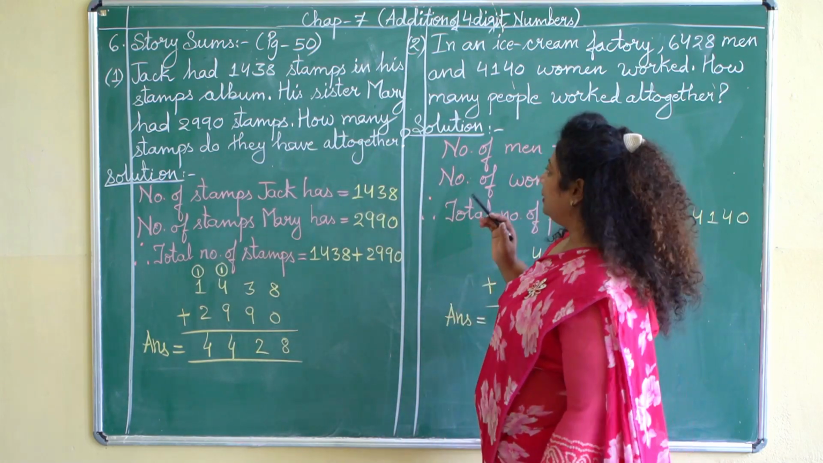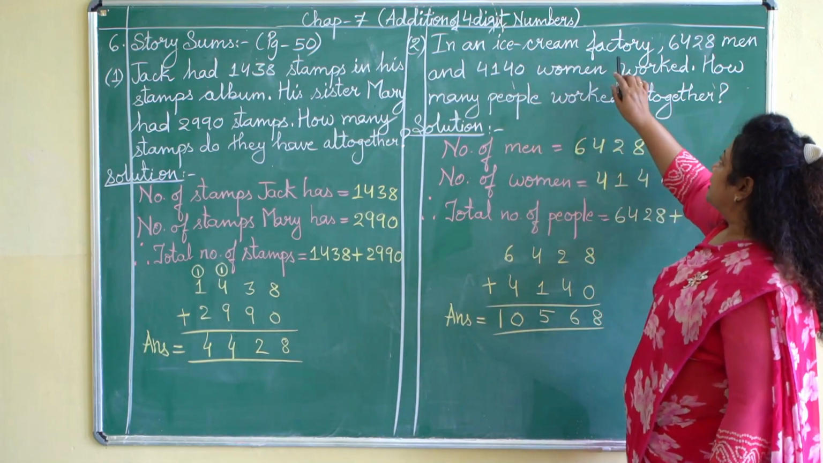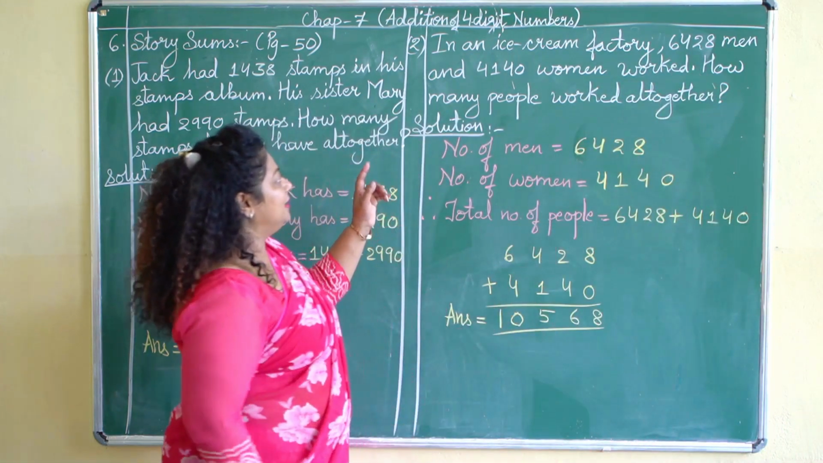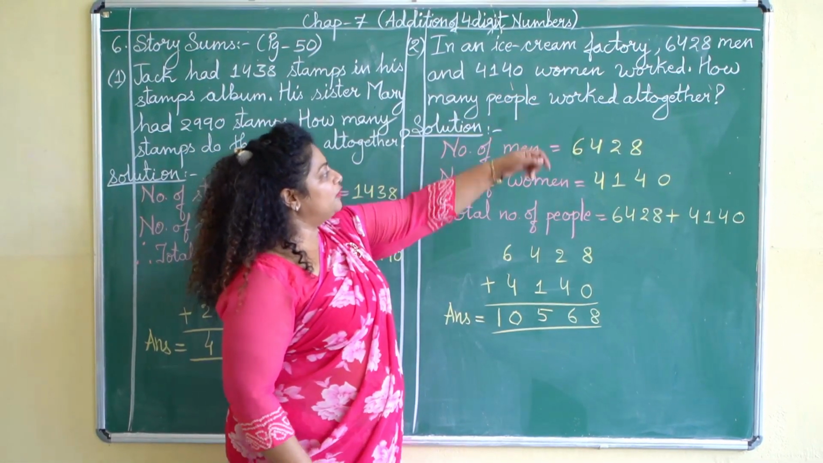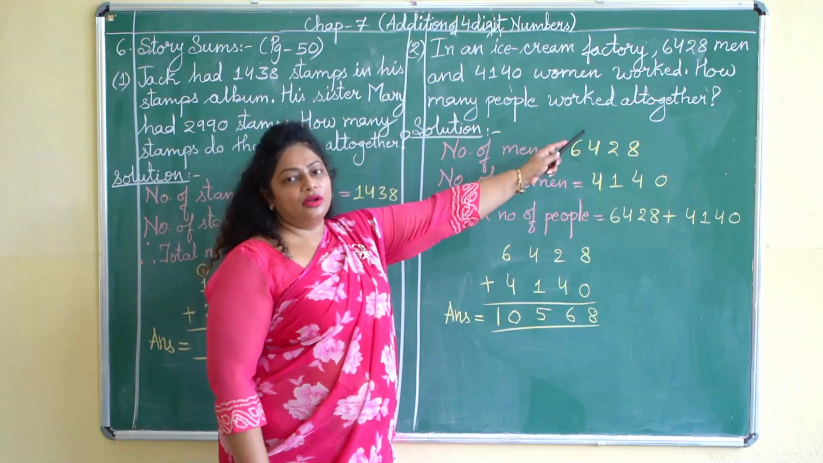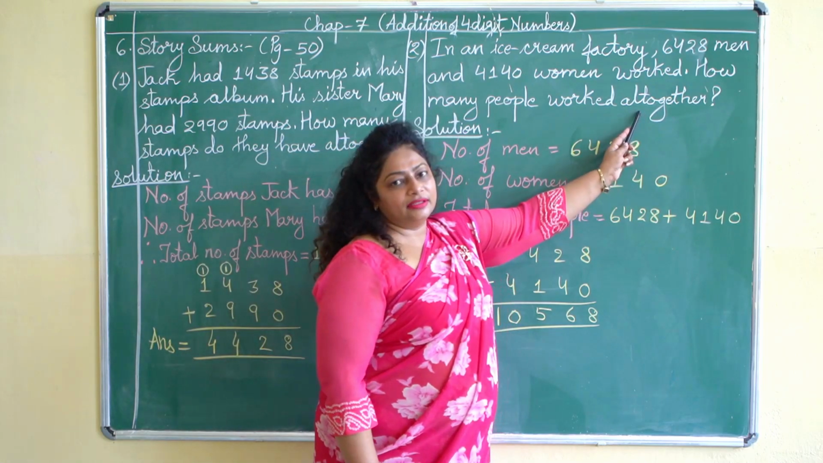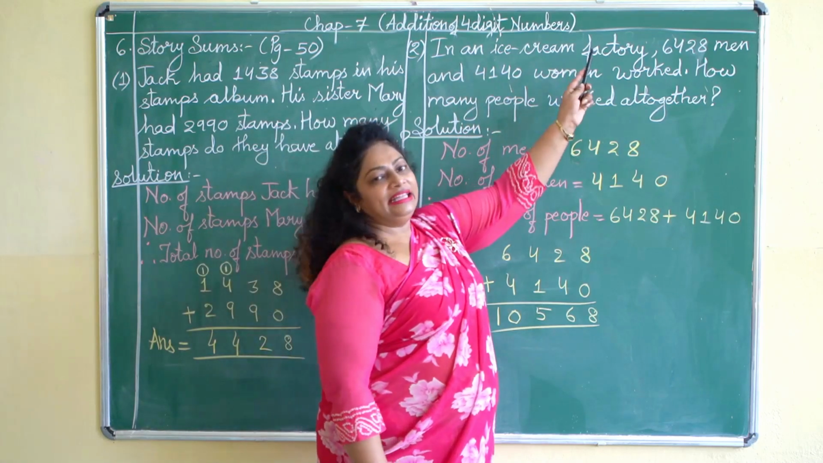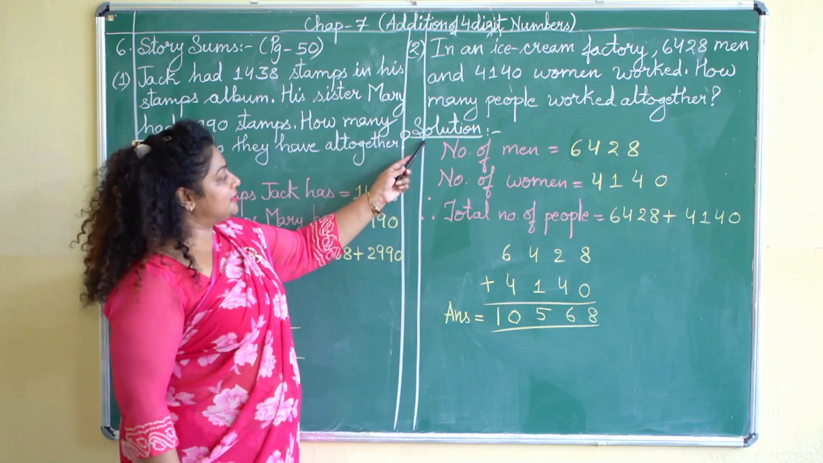I hope it's clear. Let's come to the next sum. In an ice cream factory, 6,428 men and 4,140 women worked. How many people worked altogether? Again, we are emphasizing on the word altogether. The word altogether shows that we have to add these two numbers. Let's come to the solution part of the sum.